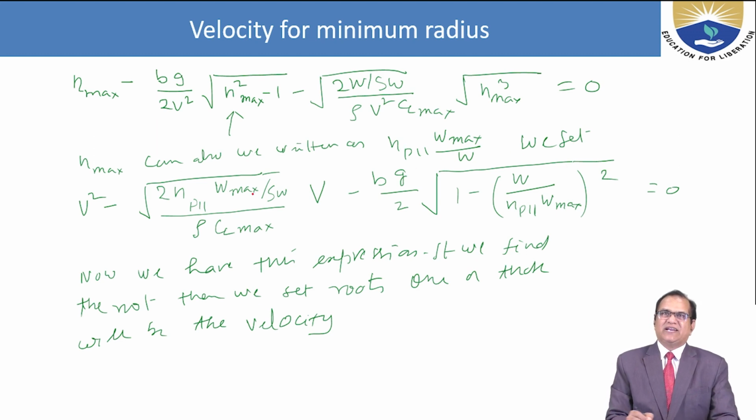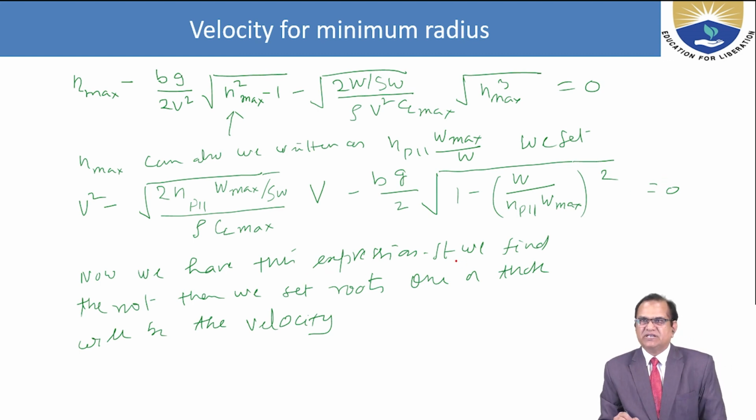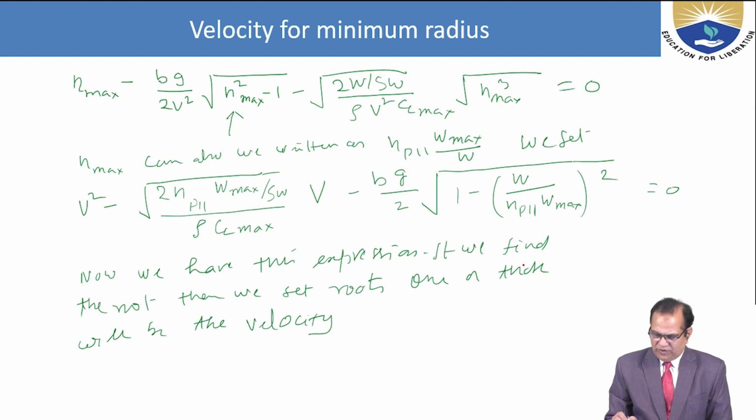So we get here that V square minus under root 2 N PLL W maximum by SW by rho CL maximum V minus bg by 2 under root 1 minus W by N PLL W maximum whole square is equal to 0. Now we have this expression, so we can find the roots, and one of these will be the velocity. So we have to solve this equation.